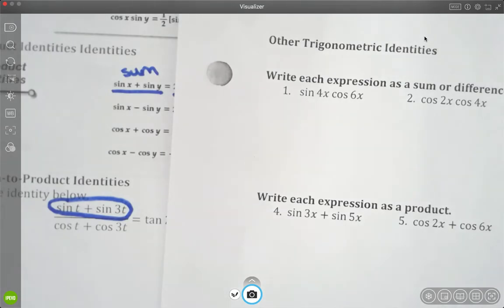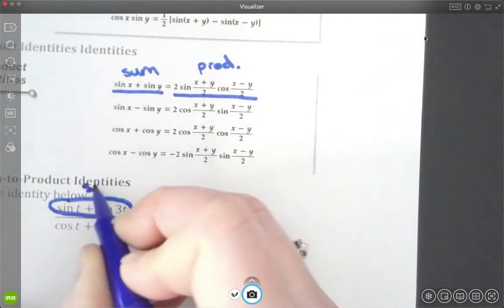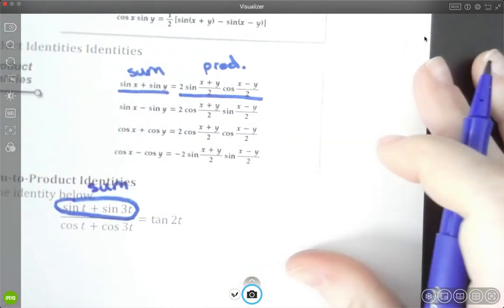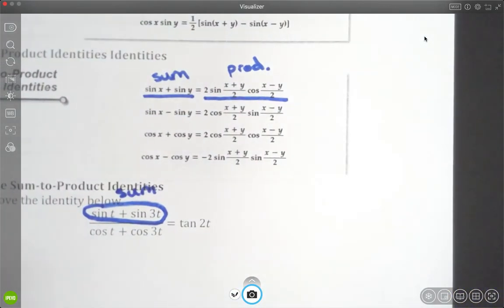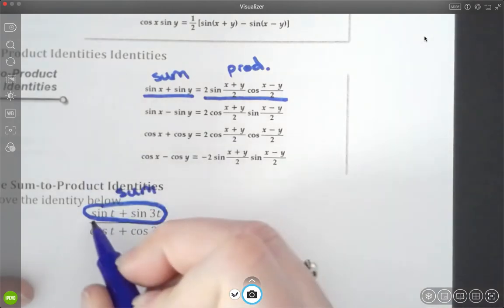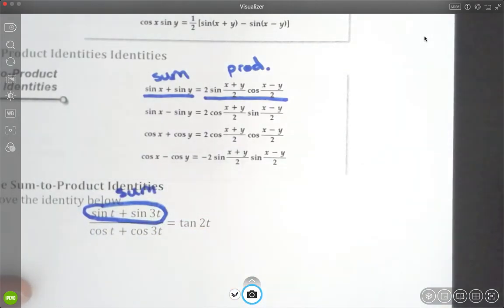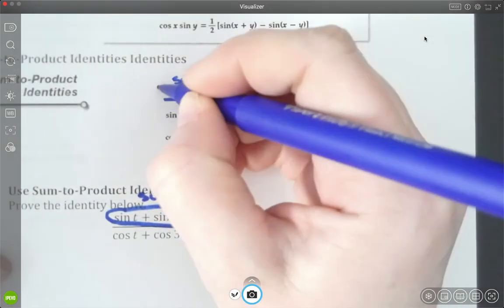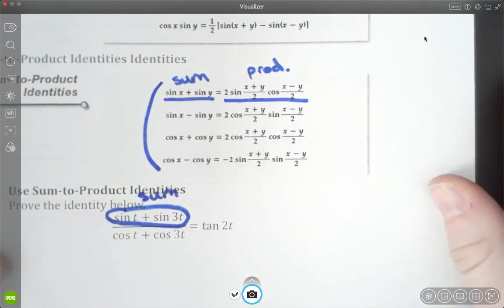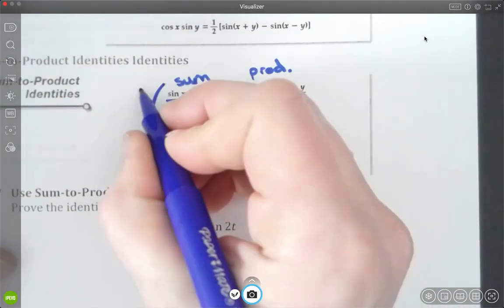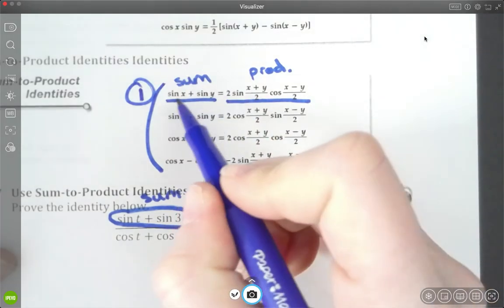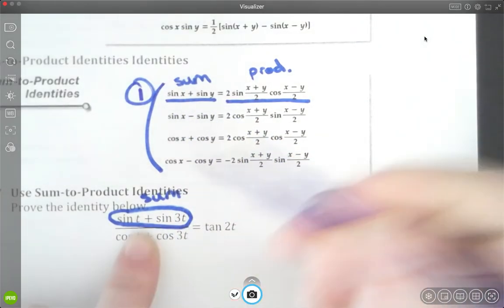Here's how this works. This is a sum, and we want to try to write it as a product. So, sum to product. We're doing sine of something plus sine of something else. Which one of these 4 are we using? The first one: sine of x plus sine of y. In this case, what is x?